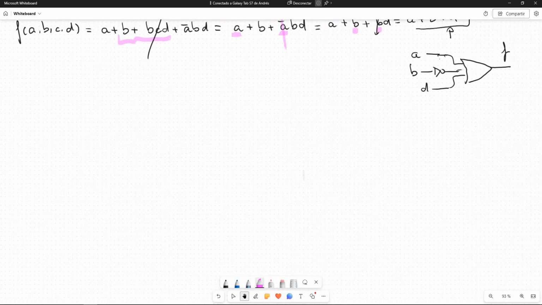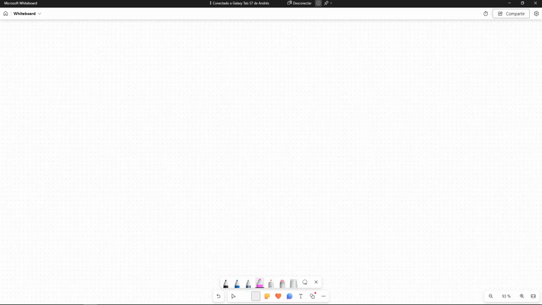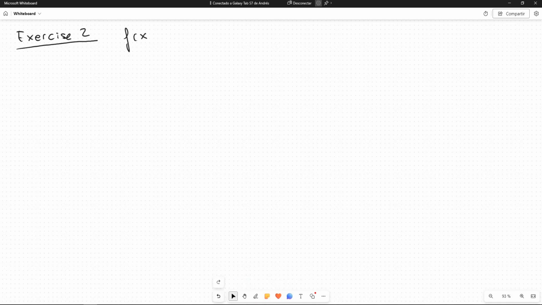Now we are going to do another exercise. So, exercise 2. We have the following function. It's a 3-variable function with x, y, and z as variables. And this is the function.